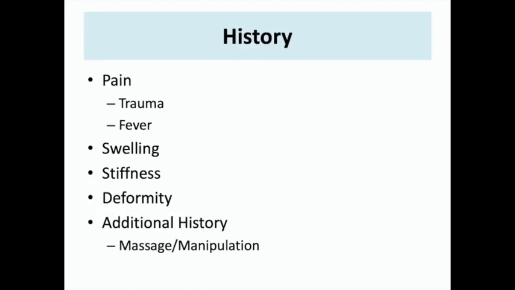And in the history, especially in a case of elbow, the main presentations would be pain, swelling, stiffness, deformity. And particularly for the elbow, we are interested in certain additional history, whether some massage was given around the elbow or whether any manipulation was done to the elbow. So these are the broad symptoms with which a patient would come in an elbow pathology.